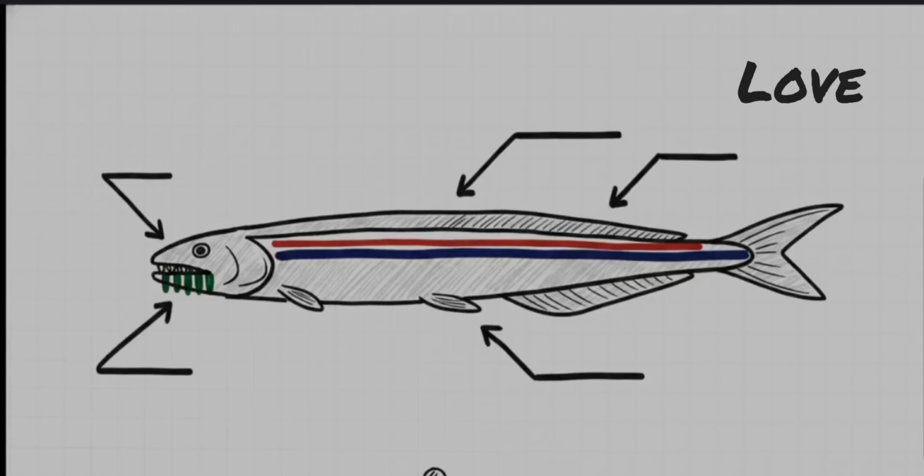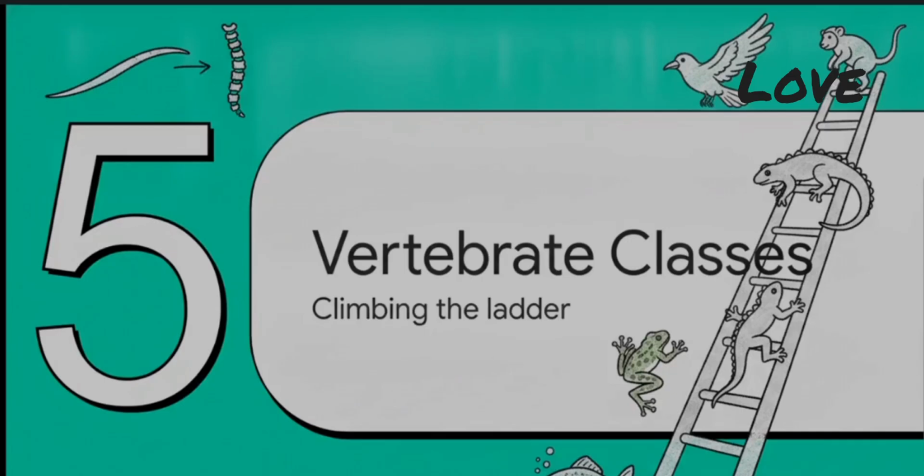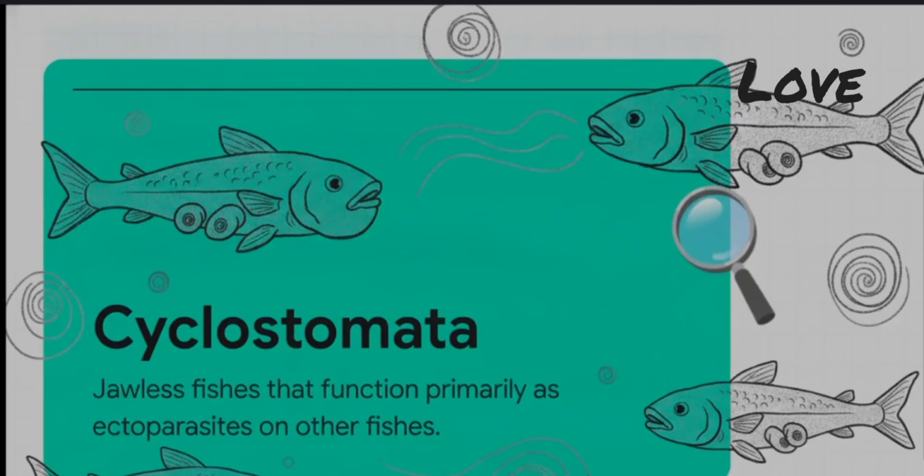Now, while chordata does include some simpler subphyla like Urochordata and Cephalochordata, it is primarily famous for its third, highly advanced subphylum. And that takes us to Section 5, classes of vertebrata, climbing the ladder. All right, brace yourselves for something bizarre and, frankly, kinda unsettling. Meet the cyclostomata. These are the most primitive vertebrates on Earth. They are entirely jawless fishes that literally survive as biological vampires, latching onto the outside of other fish to feed.